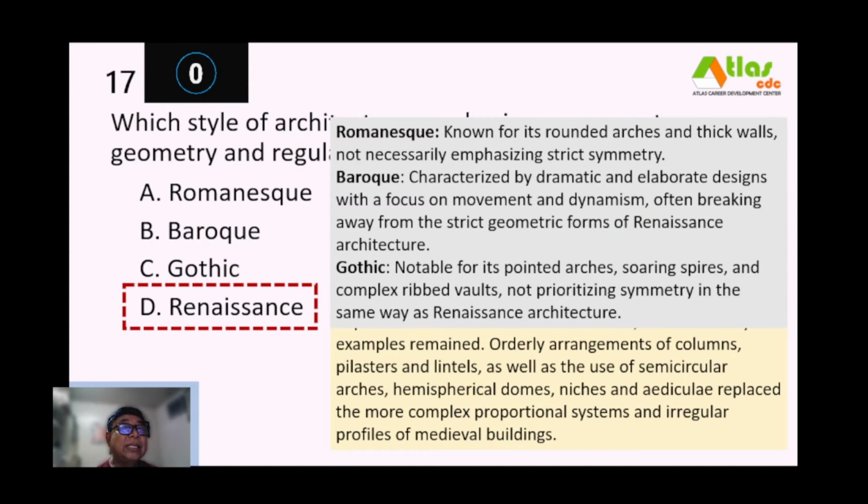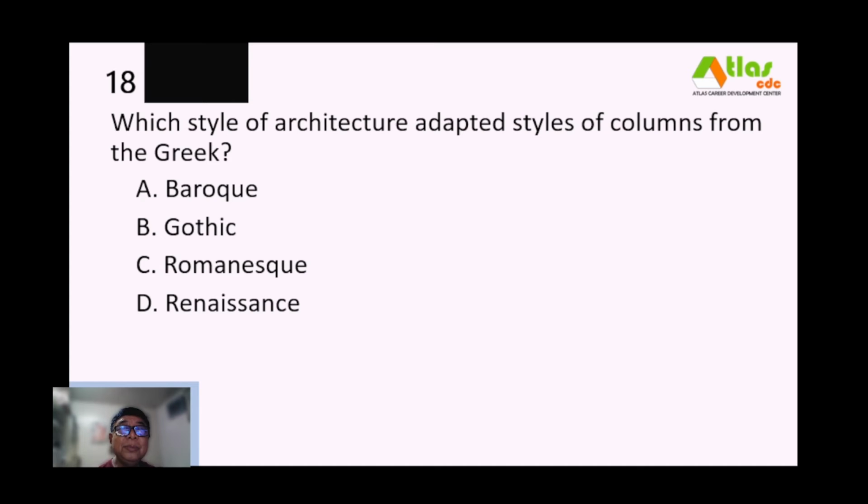Romanesque is known for its rounded arches and thick walls, not necessarily emphasizing strict symmetry. Baroque is characterized by dramatic and elaborate designs with a focus on movement and dynamism, often breaking away from the strict geometric forms of Renaissance architecture. And Gothic is notable for its pointed arches, soaring spires, and complex rib vaults, not prioritizing symmetry in the same way as Renaissance architecture.